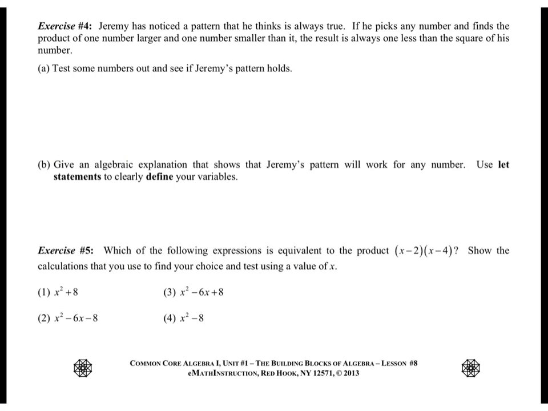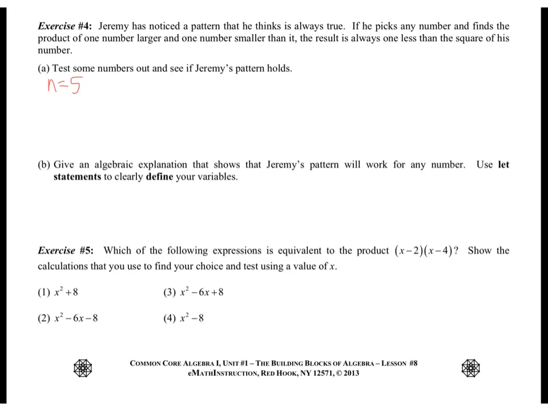Jeremy's noticed a pattern that he thinks is always true. If he picks any number and finds the product of one number larger and one number smaller than it, the result is always one less than the square of his number. This is a huge jumble of information. We need to figure out what it's asking. So let's say that Jeremy picks a number 5. So the number he chooses is 5.